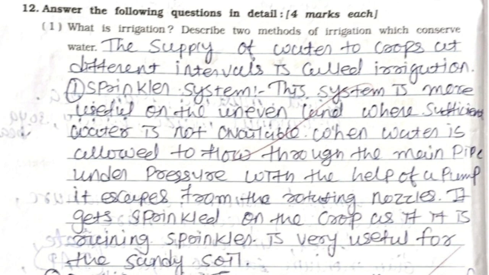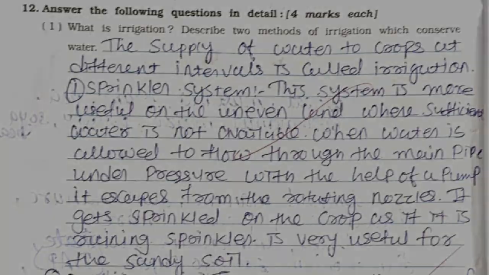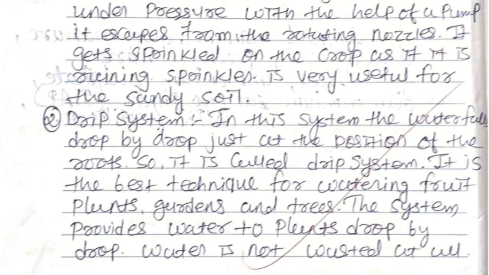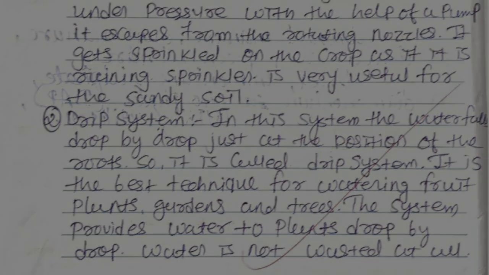Sprinkler is very useful for the sandy soil. And the second type is drip system. In this system, the water falls drop by drop just at the position of the roots, so it is called drip system. It is the best technique for watering fruit plants, gardens and trees. The system provides water to plants drop by drop. Water is not wasted at all.